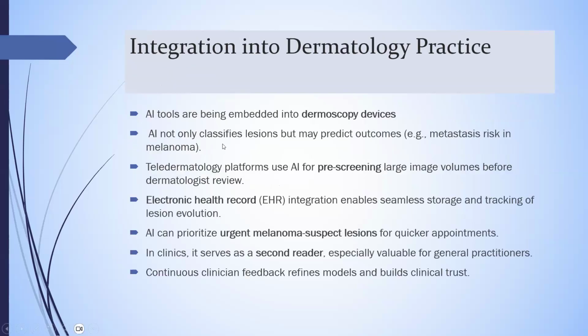So AI tools are now being embedded into dermoscopy devices. AI not only classifies, it may also predict outcomes and metastasis risk. Say this finding is there, so there's so many percent chance of metastasis. Metastasis means spread to other organs. So teledermatology platforms are also now present. They use AI for pre-screening.